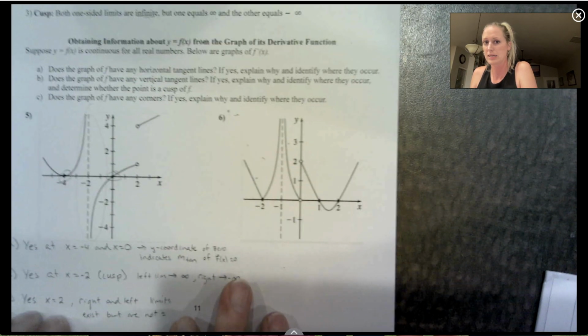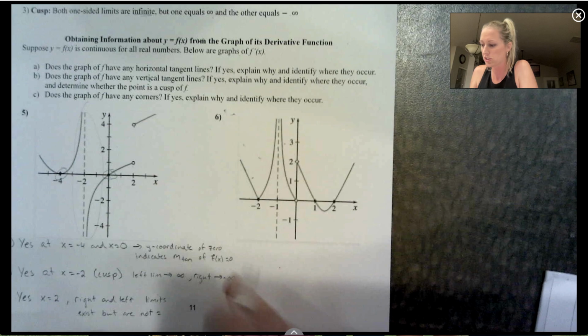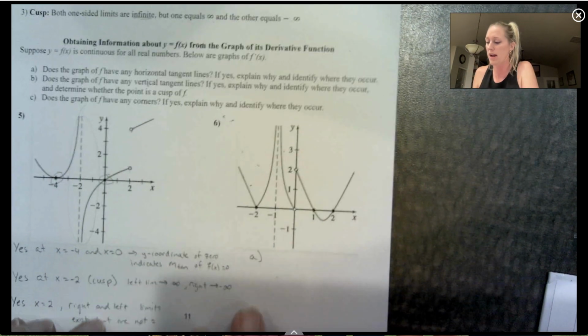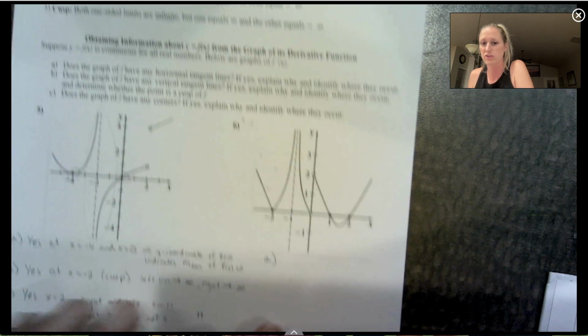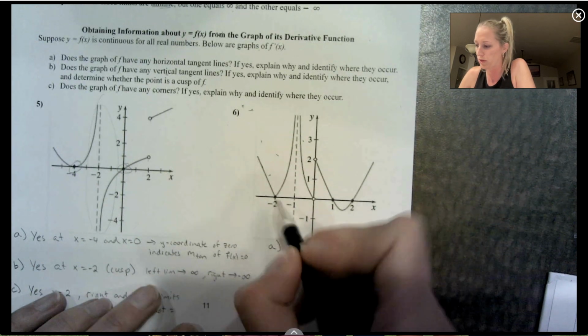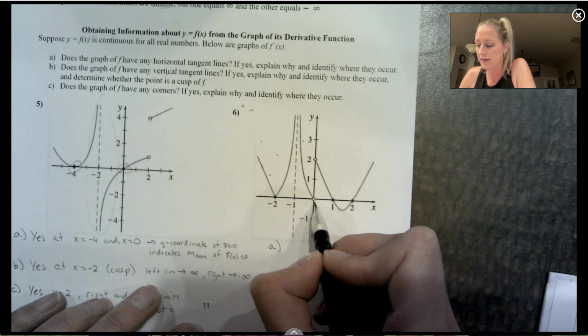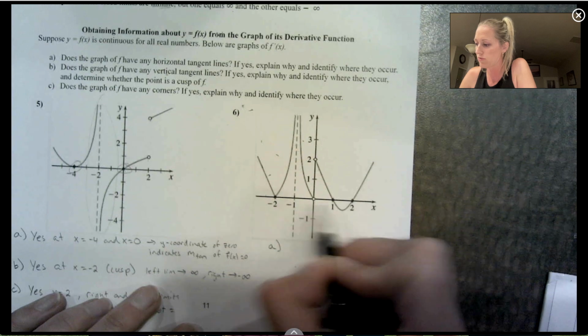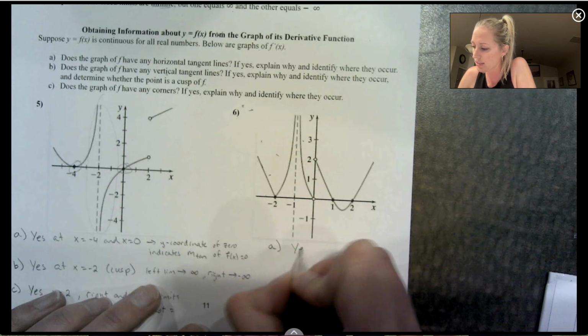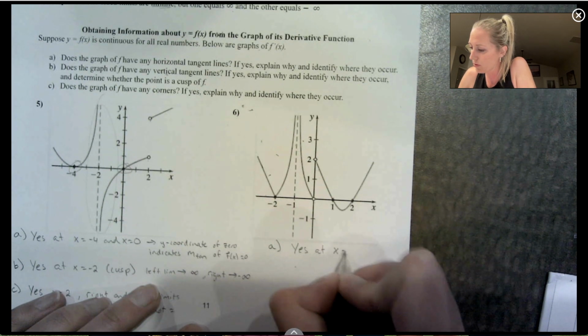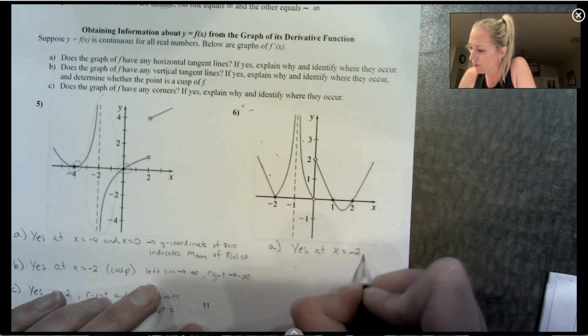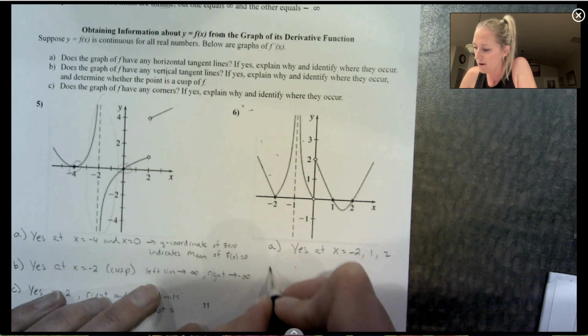Okay, we're gonna do the same thing for 6. I'm not gonna write out the explanations here, you guys. We're just gonna identify where these happen. Okay, so horizontal tangent line. So I'm looking for zeros. So we got a 0 at -2, not here because it's not included. So -2, 1, and 2. So yes, at x equals -2, 1, and 2.